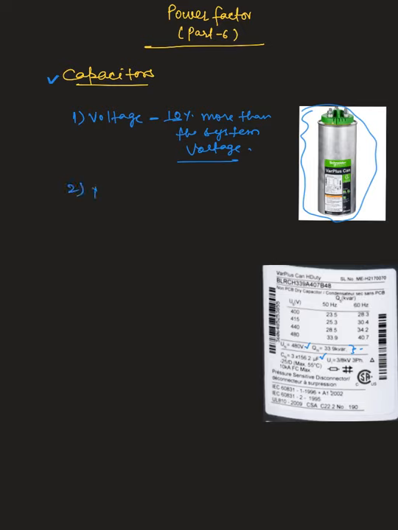The second parameter of the capacitor selection is the duty of the capacitor, which depends on the harmonic level. Based on the harmonic level, we define the duty of the capacitor.